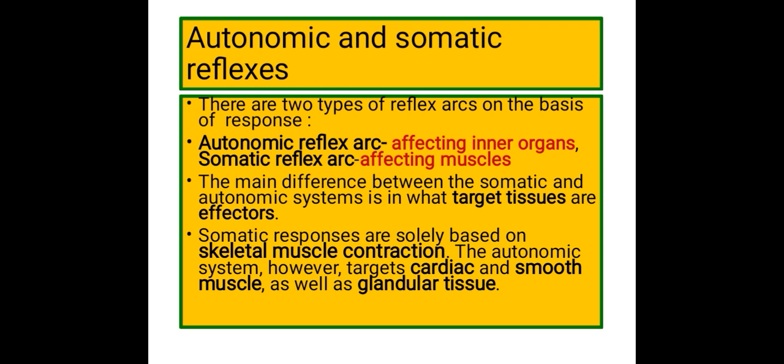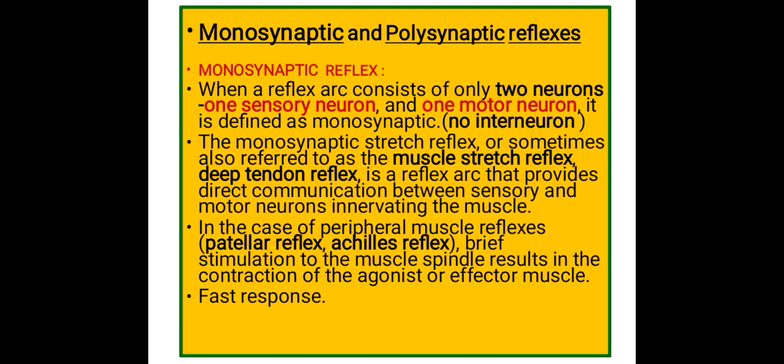Then autonomic and somatic reflexes. There are two types of reflex arcs on the basis of response: autonomic reflex arc affecting inner organs, somatic reflex arc affecting muscles. The main difference between the somatic and autonomic systems is in what target tissues are effectors. Somatic responses are solely based on skeletal muscle contraction. The autonomic system, however, targets cardiac and smooth muscles as well as glandular tissue.